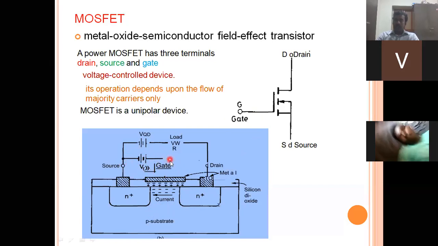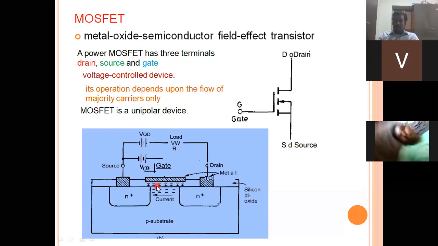Whenever the source and gate are connected, between this insulating material and this terminal, you are going to have an electric field developing. Whenever the electric field develops here, you are going to have polarities as shown here: a negative charge on the upper side and a positive charge on the lower side of the insulating material.